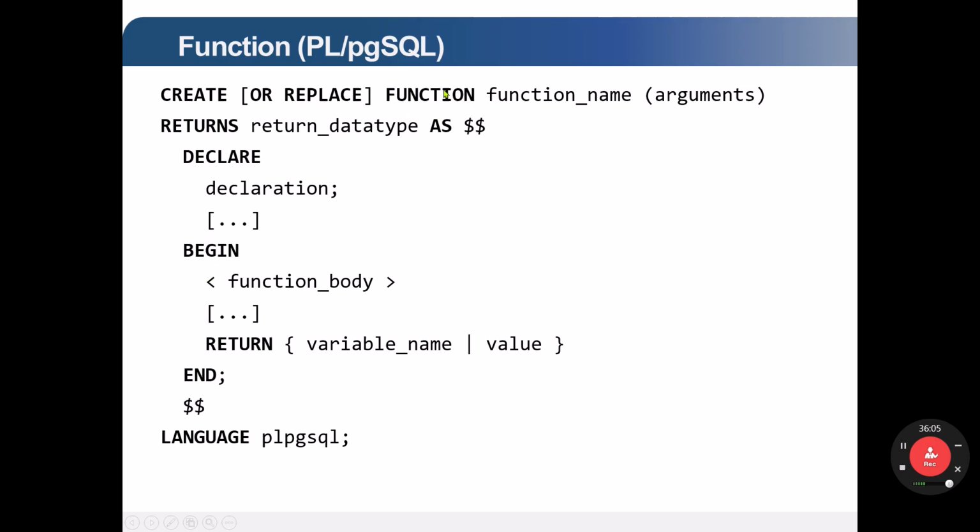And since this is a function, we need to return something, and we use this keyword return, just like other high-level programming languages. And the function body ends with end. Then we put a semicolon, and then we put a double dollar symbol. This double dollar symbol indicates that this is the end of the function body. Afterward, semicolon will be used as the terminator.